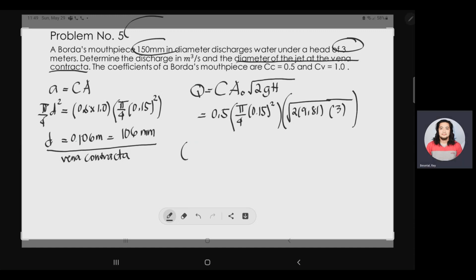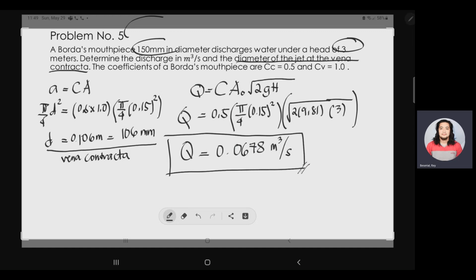So with that, ang ating discharge value is 0.0678 meter cube per second. Okay, so this is our answer para sa ating problem number 5.